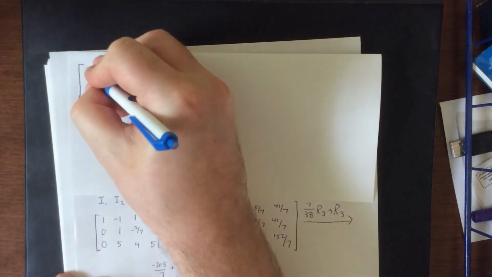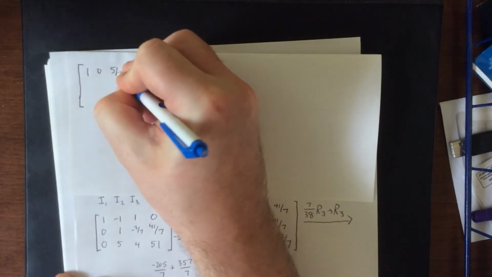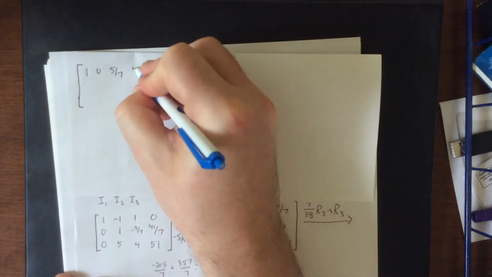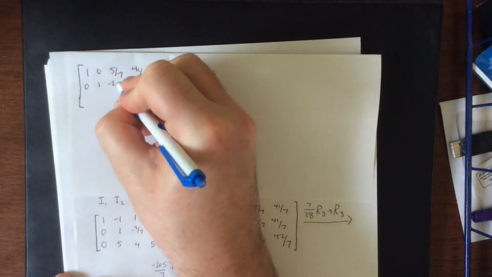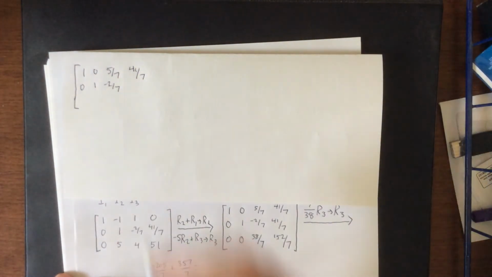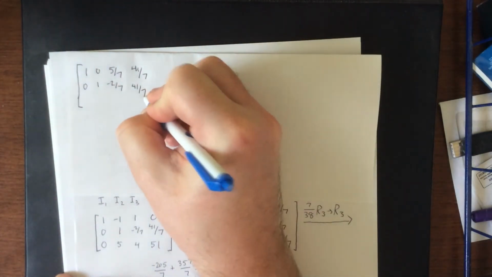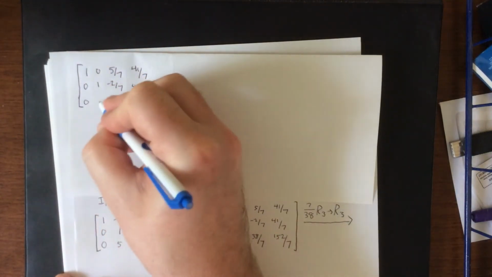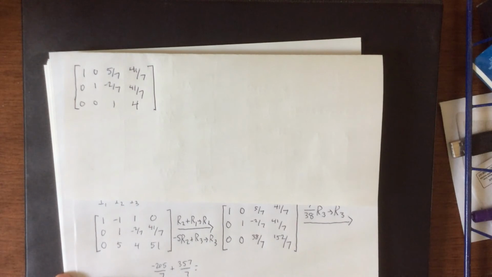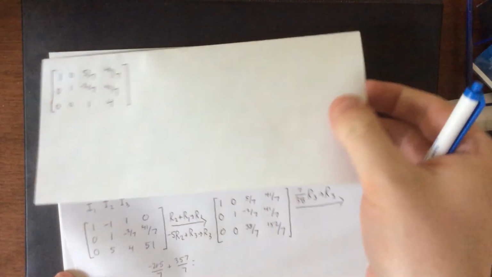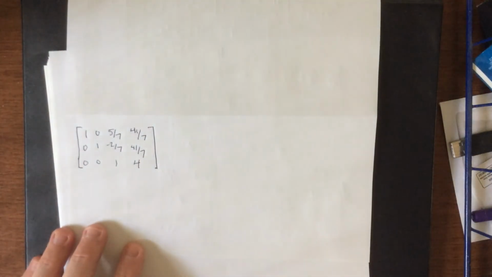So first row stays the same. This is 1, 0, 5/7, 41/7. Then we have 0, 1, -2/7, and 41/7. And finally we'll have 0, 0, 1, 4. Good news for us. Let's go ahead and alter this a little bit. There we go. So this is what we wind up with.